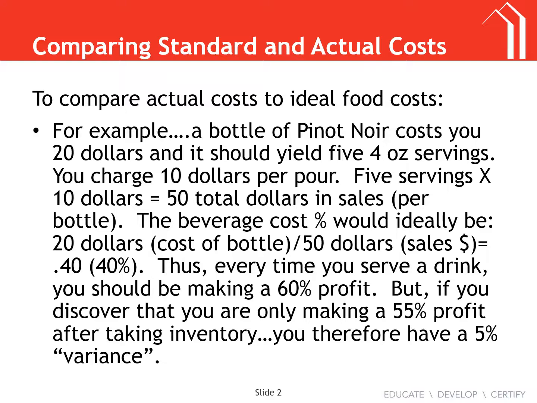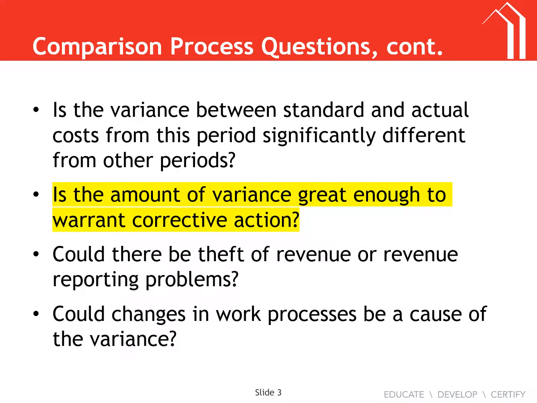In other words, 5% of that profit's getting wasted somewhere. And that segues into the next slide. What do we do about it? Here are some questions you need to ask yourself. Is the variance between standard and actual costs from this period significantly different from other periods? In other words, is it always 5% off? Was it just off by that 1 month, that 1 week?